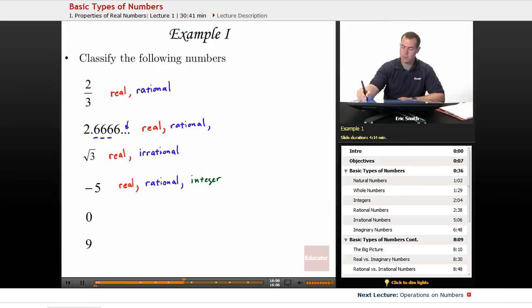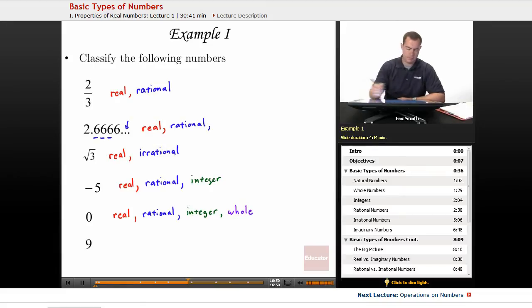On to the number 0. This one gets to be in a lot of different groups. 0 is a type of real number. You can write it as a fraction, so we will say that it is rational. It is a type of integer, since it sits between our negative numbers and our positive numbers. And it is definitely a whole number. Now that's where this one really stops getting classified, because the natural numbers start at 1 and then go up from there.